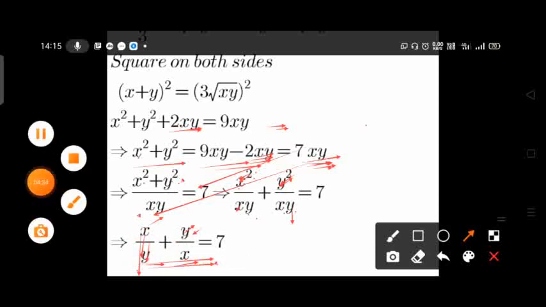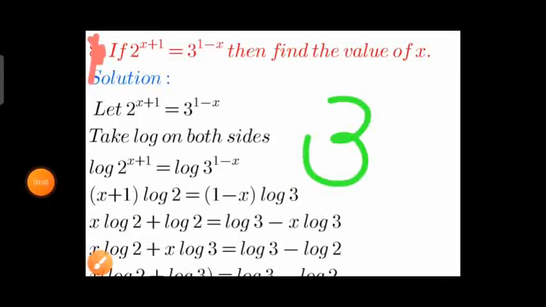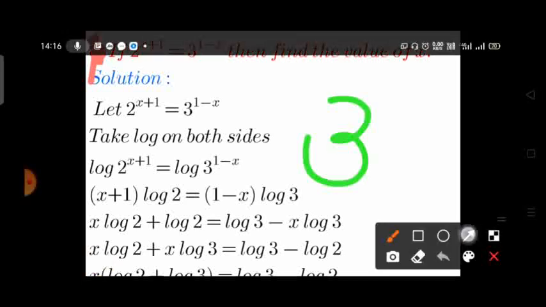Okay, further we will go to the next sum. Now in the third sum: if 2 power x plus 1 is equal to 3 power 1 minus x, then find the value of x. See here, the first step: what is given in our sum? 2 power x plus 1 is equal to 3 power 1 minus x.